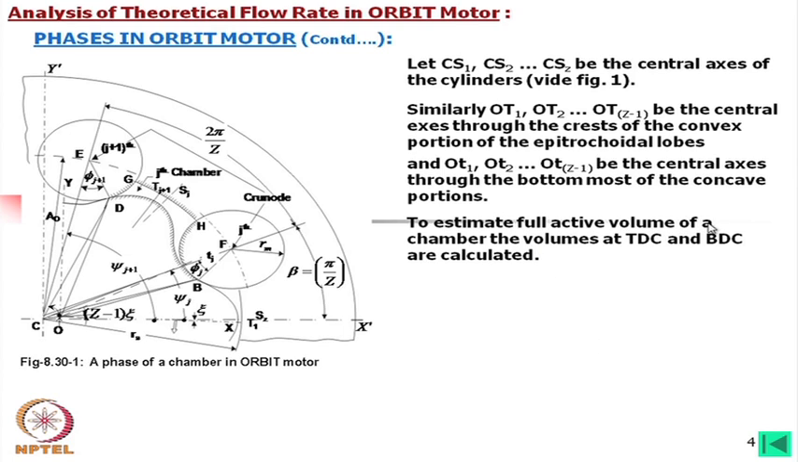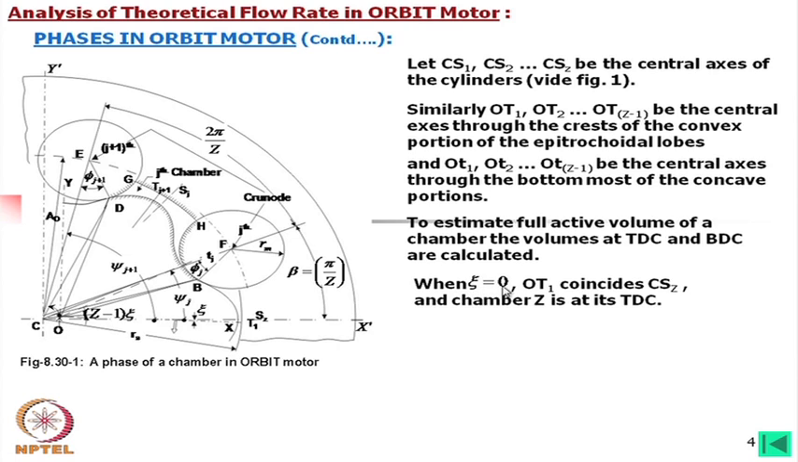To estimate the full active volume of a chamber, the volumes at top dead center and bottom dead center are calculated. Suppose we would like to find out the volume expansion of a chamber; we calculate the volume at top dead center and bottom dead center. Top dead center means when the piston is at the top. Whatever the volume at that condition, that is not the acting, varying volume; that is a constant volume that will always be there. So, we have to calculate this volume separately, as well as the maximum volume at bottom dead center, and then if we subtract this, we will get the volume of a chamber.